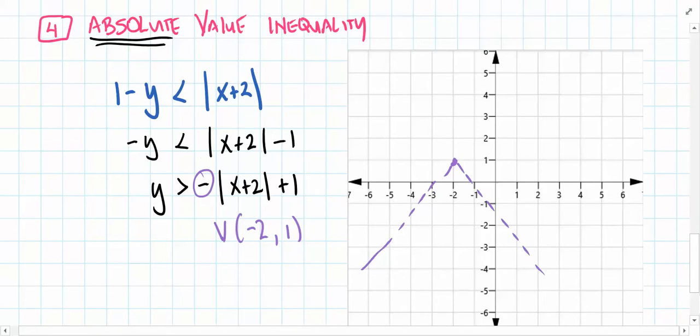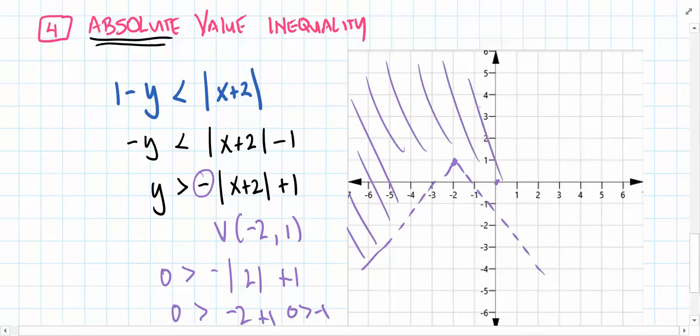So I can still test 0, 0 to see if it's in that region. The same trick applies, right? So test 0, 0 on the original function here. It doesn't matter, you can use it on any one you want. So here, if I go 0 greater than or equal to the negative, let's see here, 0 plus 2 is 2, and then plus a 1. Absolute value of 2 is 2. Make that a negative 2. So 0 greater than negative 2 plus 1. So is 0 greater than negative 1? Is that true or false? That is a true statement. So therefore, I would shade everything above this region right here.